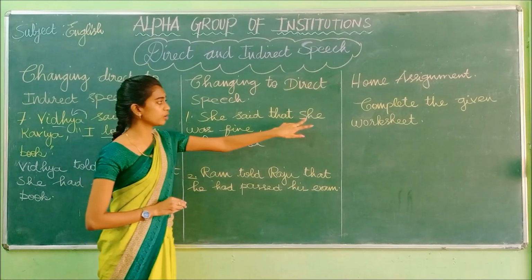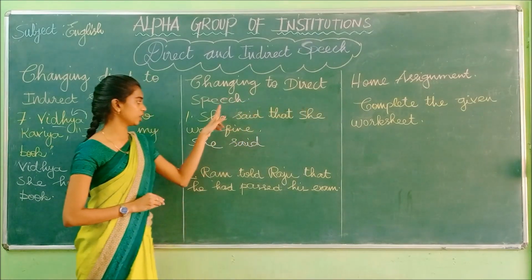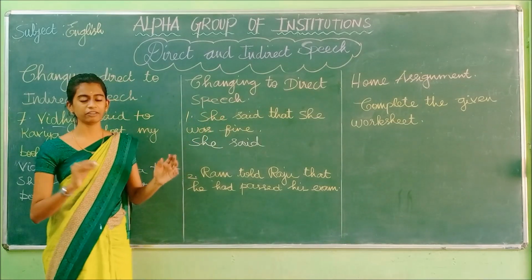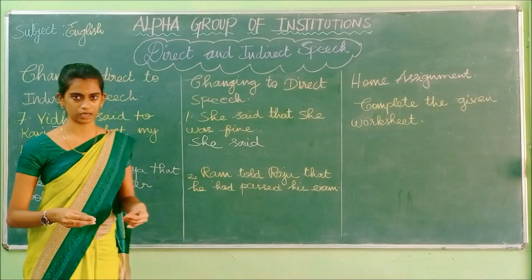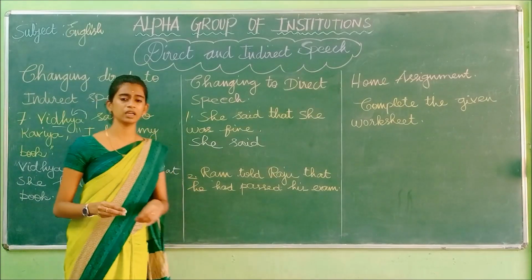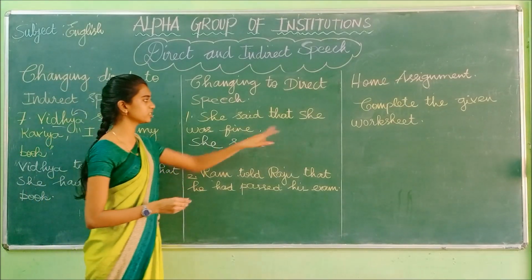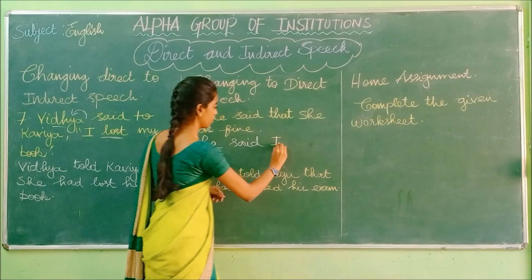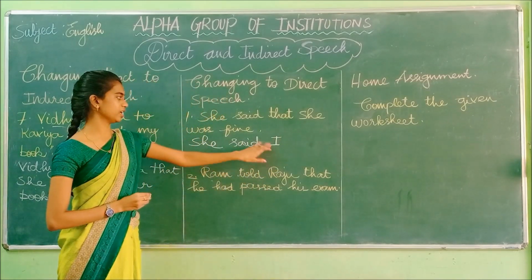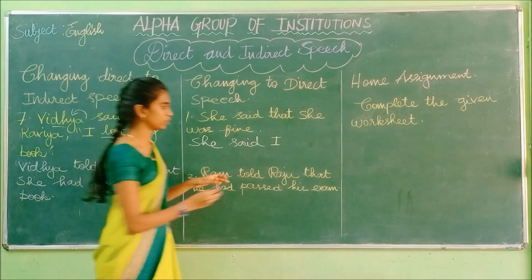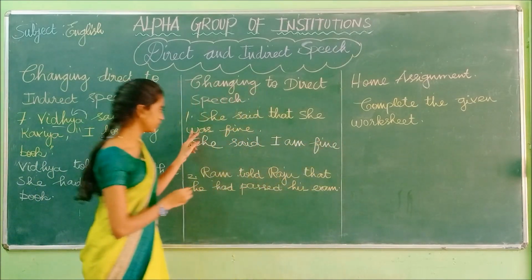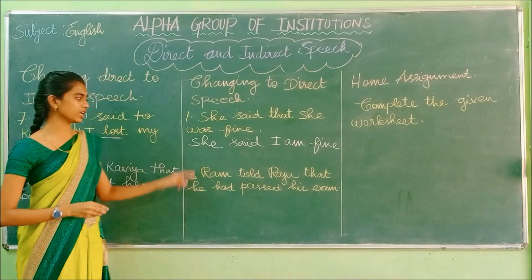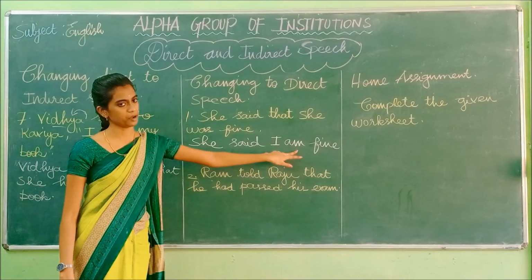Now we are going to change this "she" into "I". Direct speech happens between two persons only. There will be no third person. So this "she" will be changed into "I". "I was fine" will be changed into "I am fine". The "was" will be changed into "am". So, she said, "I am fine."